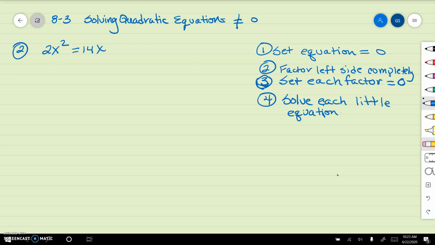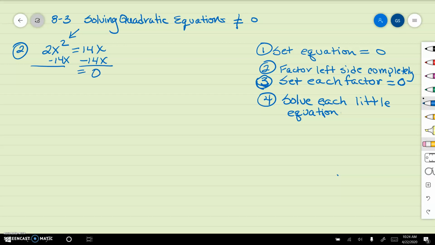Okay, here we go. So first step, when you have a quadratic equation, meaning an equation where the 2 is the largest exponent, the first thing we're going to do is set the equation equal to 0. We are not trying to get x alone yet. So we're going to subtract 14x from both sides.